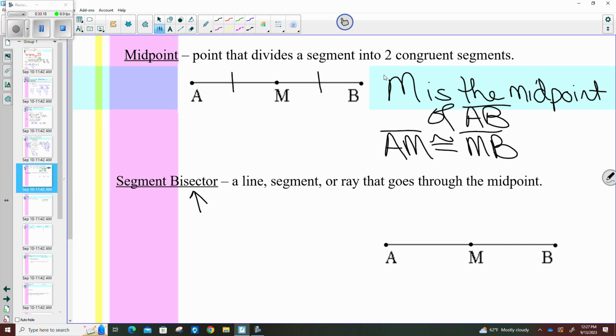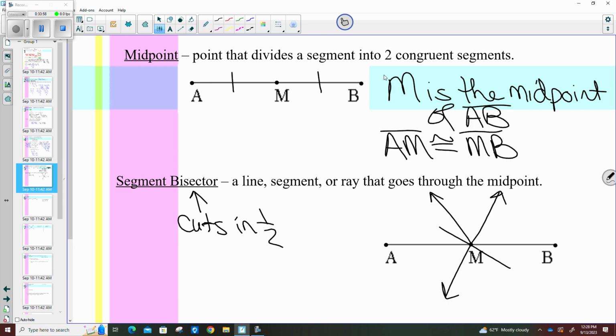Bisector, and I'll ask you this over and over again this year, bisector is something that cuts it in half. If it bisects, it cuts in half. So on that picture, I could draw in a line that goes through point M, and there is a segment bisector. I could make it a segment. It wouldn't need to have arrows on it. It could just be the segment. It could be a ray.